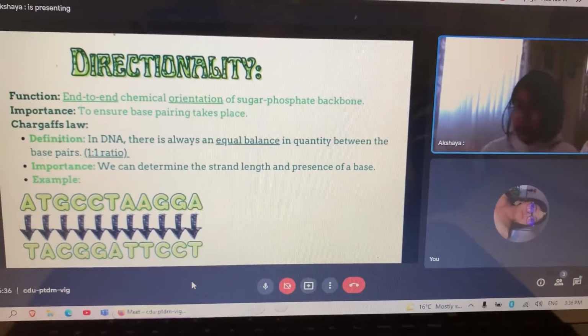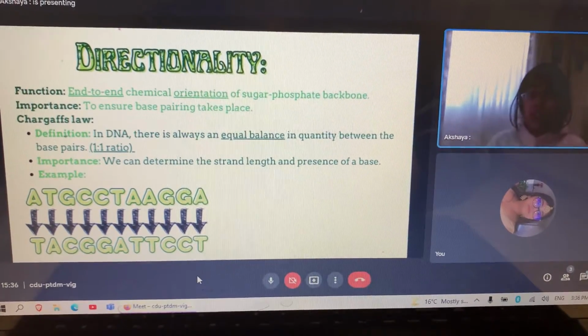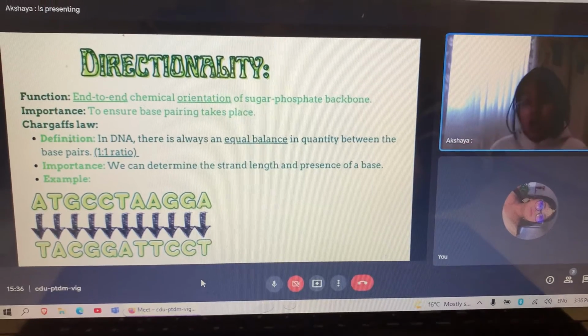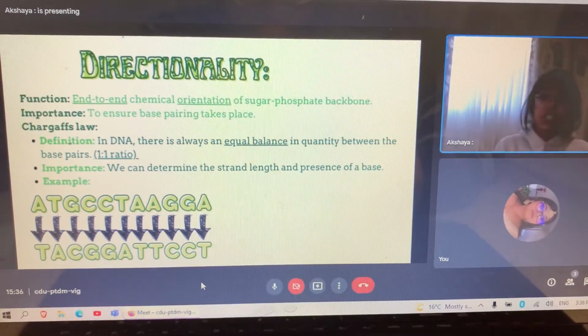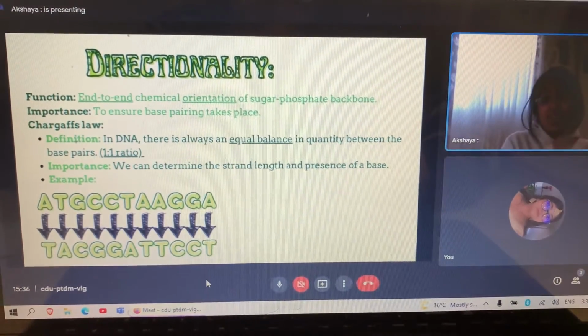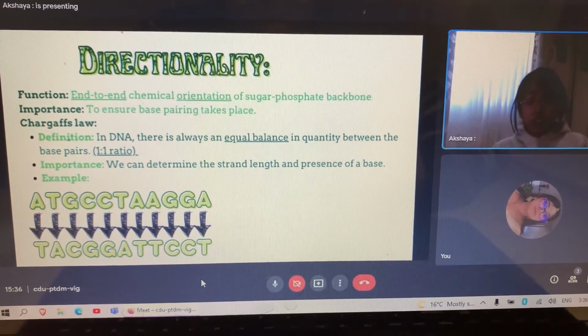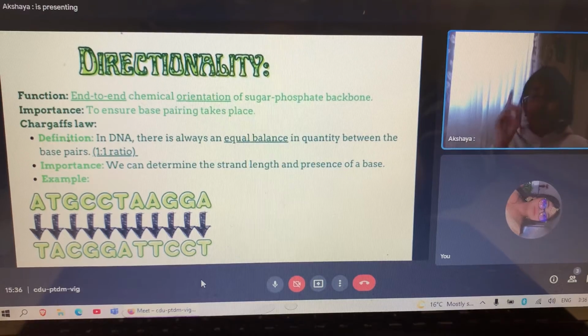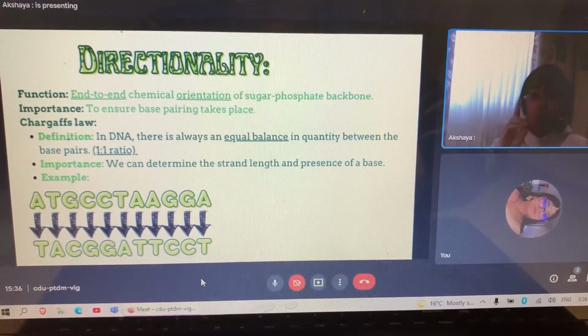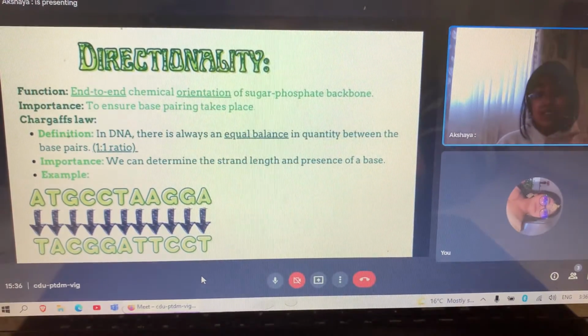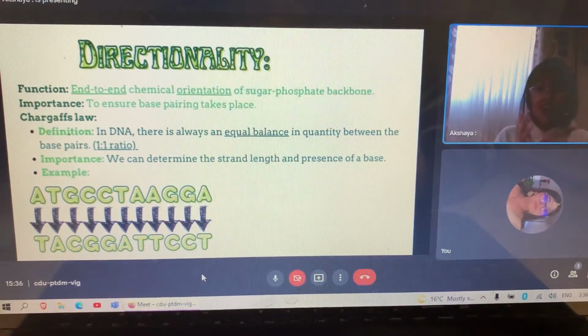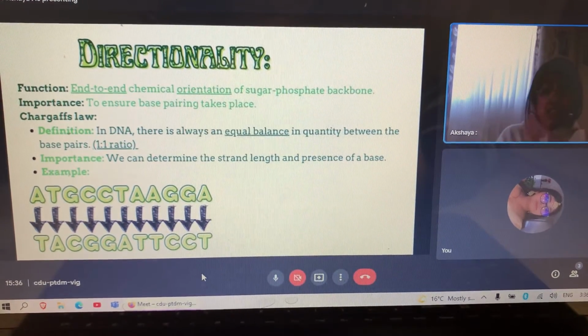Why is balance so important though? Well, it's important because we have this thing called Chargaff's law. And what Chargaff's law is, especially with DNA, there's always an equal balance of quantity between a base pair, so a 1-to-1 ratio. If you have 1 A, you have 1 T. If you have 1 G, you have 1 C. And the importance of this is so we can determine the strength and showcase the presence of a base.